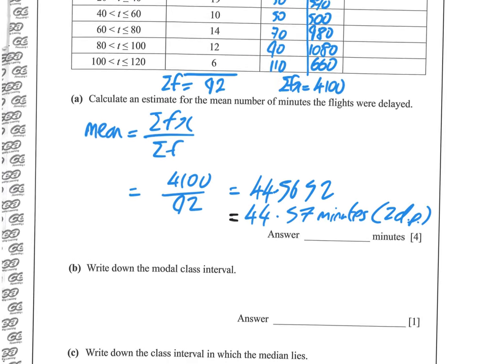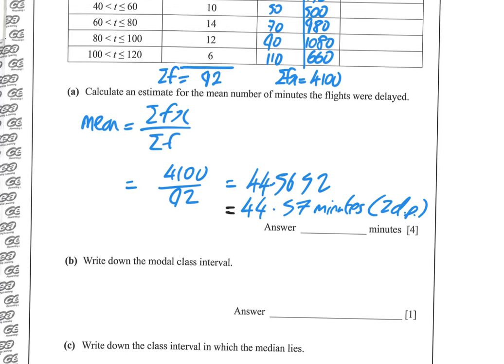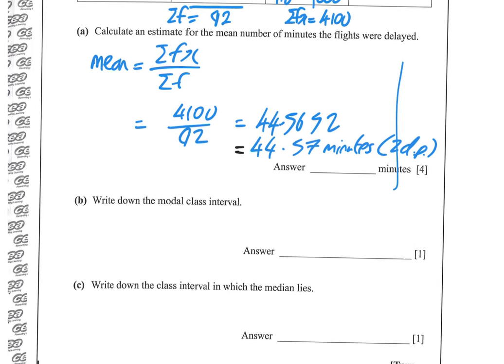Okay, next one is a modal class. The modal class is the one that's got the biggest frequency. So you're just looking at this column, seeing which one's got the biggest frequency. Biggest frequency is 31. So they were delayed between 0 and 20 minutes, which is the shortest delay time. So that's good news for travellers. So the modal class interval was the first interval, which was 0 to 20.